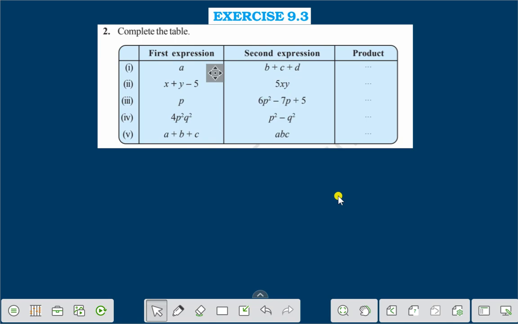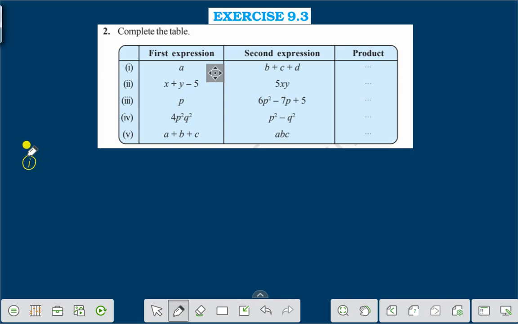Hello everyone. Today I shall discuss exercise 9.3 question number 2. Complete the table. Let us complete this table. First expression, second expression, you have to find the product. First of all, we solve question number 1.